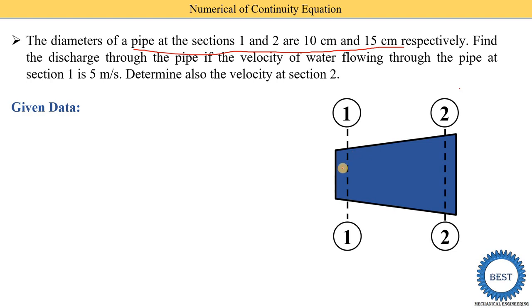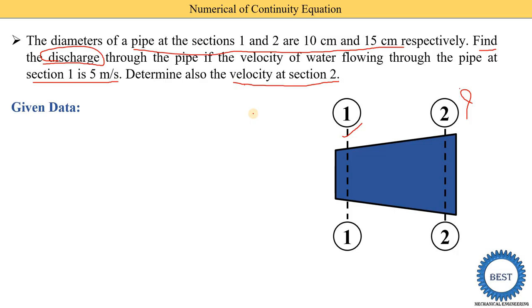Here the diameter of the pipe is 10 centimeters, and here the diameter of the pipe at section 2 is 15 centimeters, and we need to find the discharge through the pipe. Discharge through the pipe means here we need to find out the Q. If the velocity of the water flowing through the pipe at section 1 is 5 meter per second, means here the V1 is given. So velocity at section 1 is given, it is 5 meter per second, and we need to determine the velocity at section 2, means we need to find out the V2.